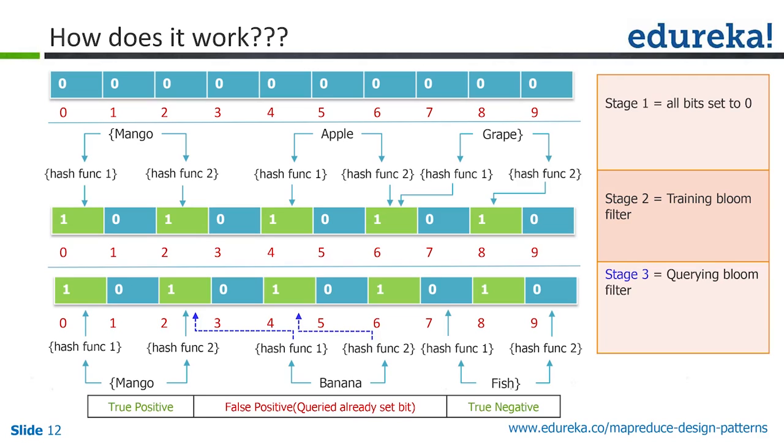But the biggest advantage here is, if the Bloom filter says the corresponding data is not there, it is definitely not there. So that is the biggest advantage.